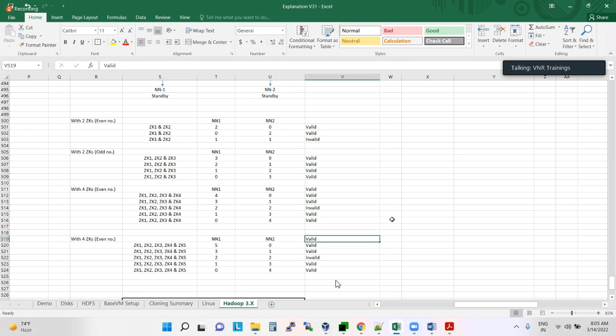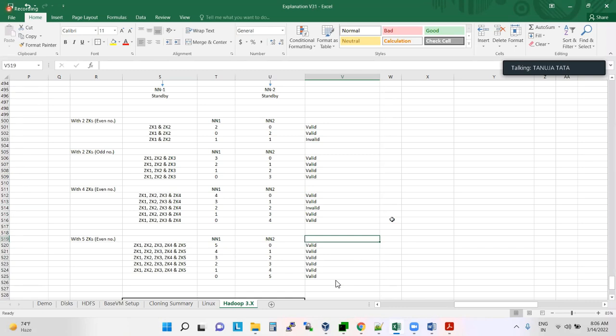Sir, what if one of the zookeepers goes down and the other two? I'll come to that scenario also, sir. Okay. So with the 5 zookeepers now, how is it working? Okay, 5-0. All 5 votes can go here. Okay. 4-1. Okay. Then 3-2. Then 2-3. Then 1-4.